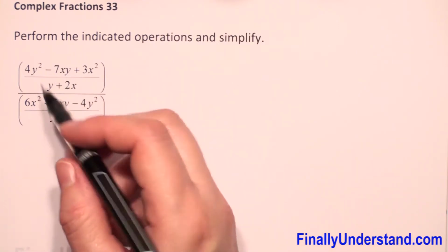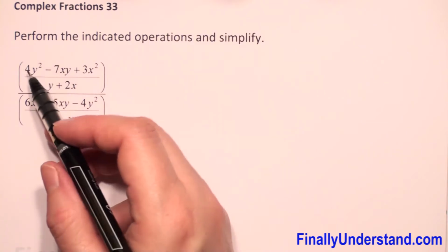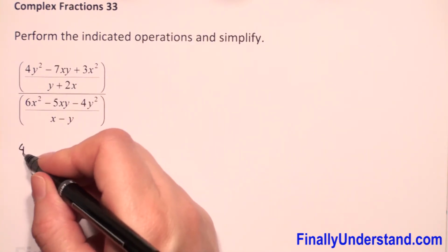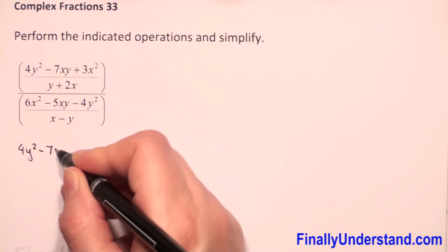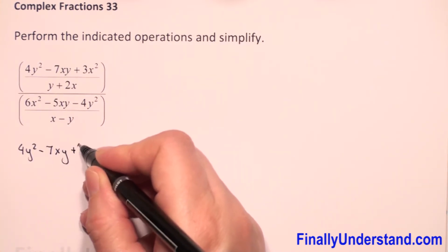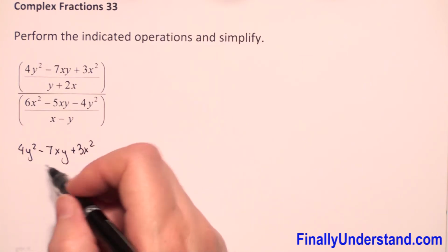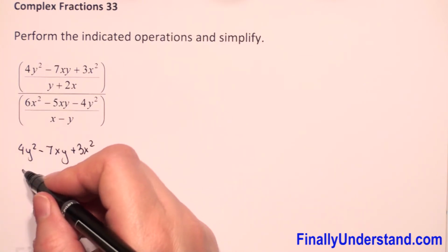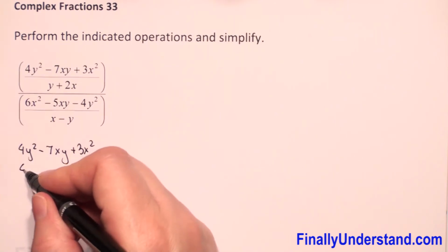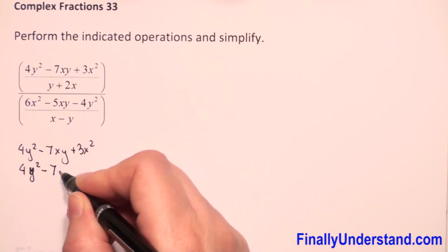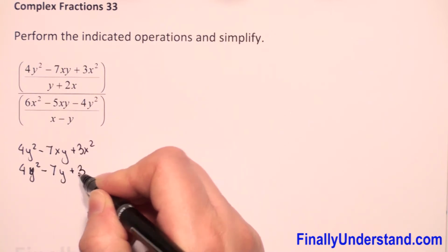So let me copy our numerator. So we have 4y squared minus 7xy plus 3x squared. Next, let me rewrite this expression without x's. So it will be 4y squared minus 7y plus 3.